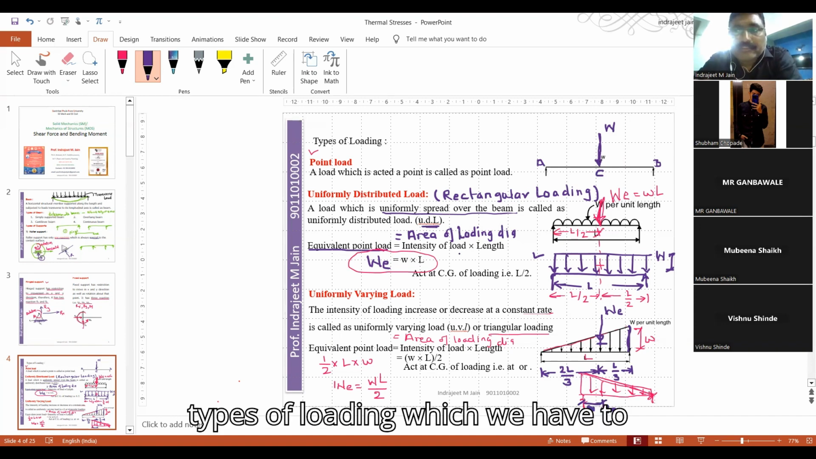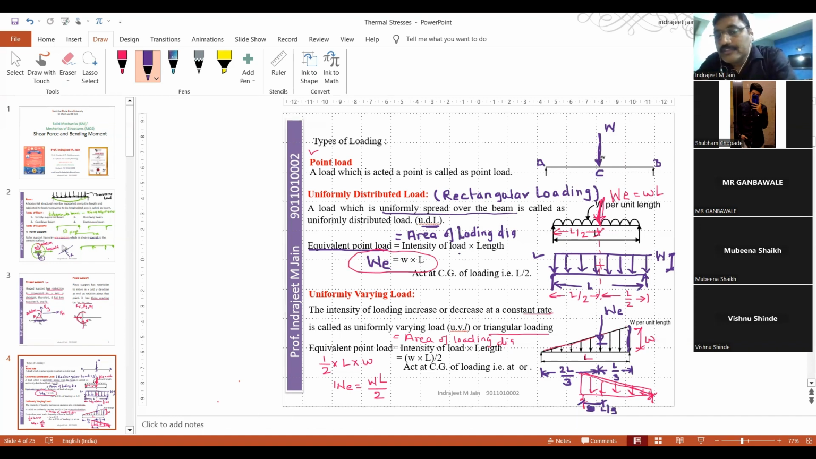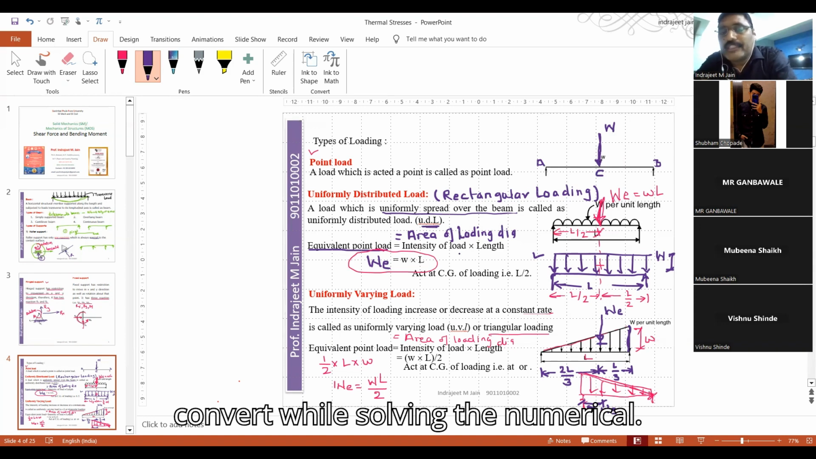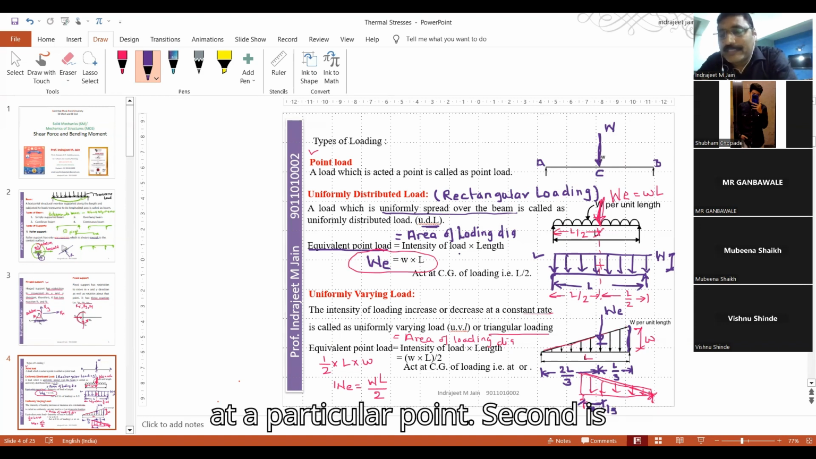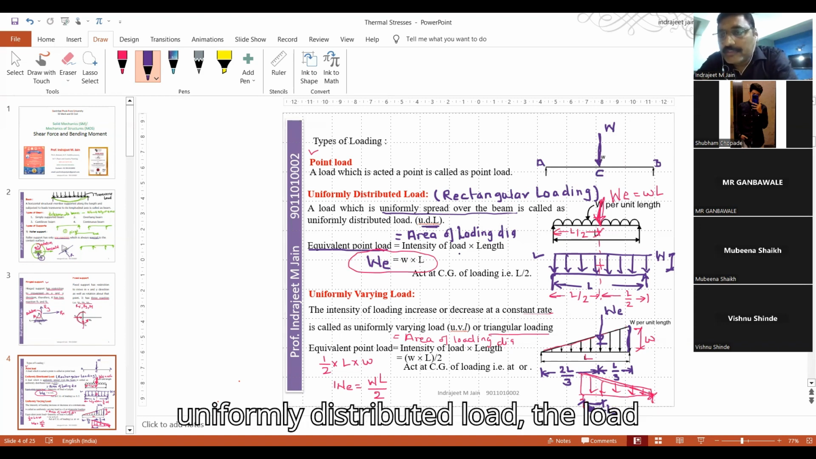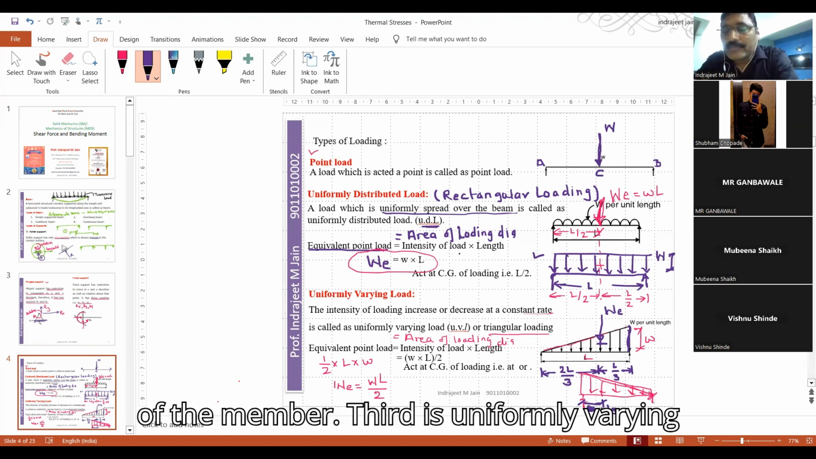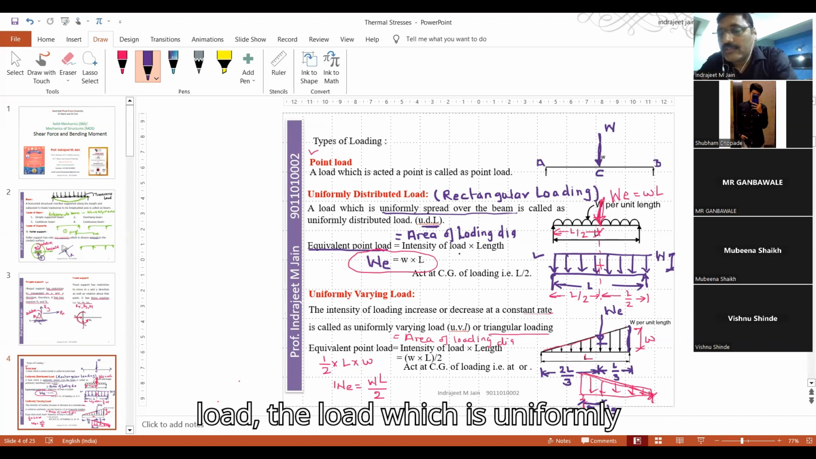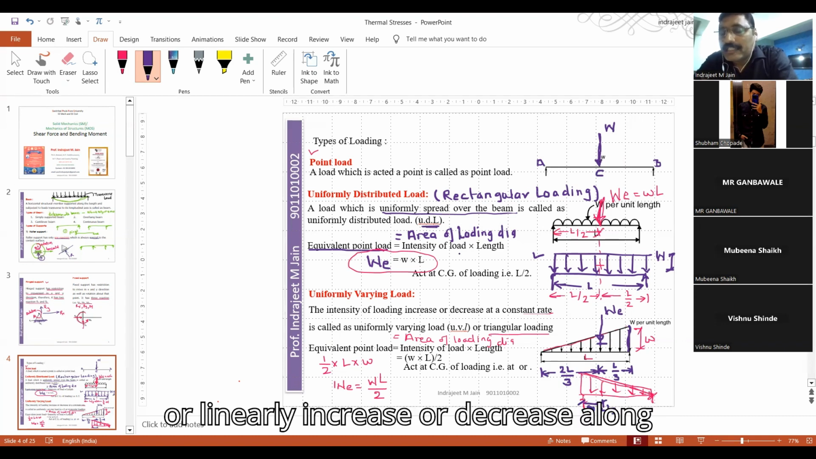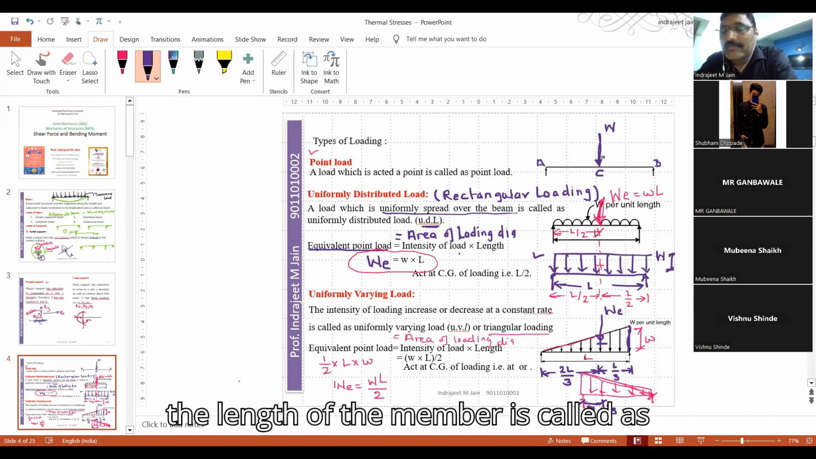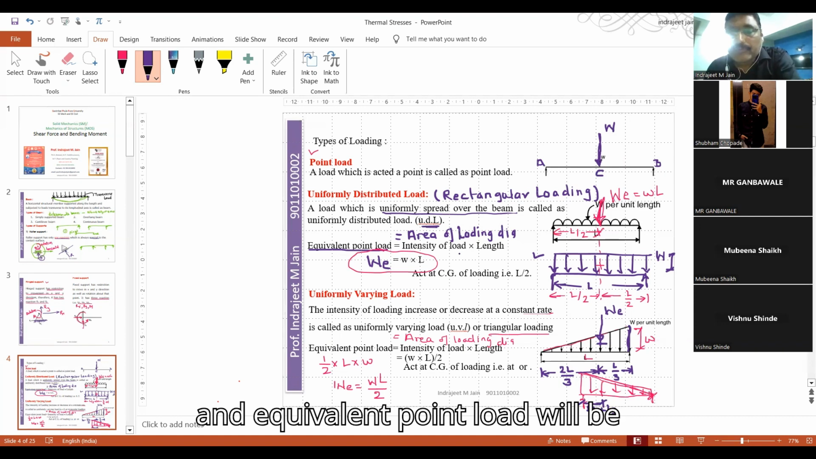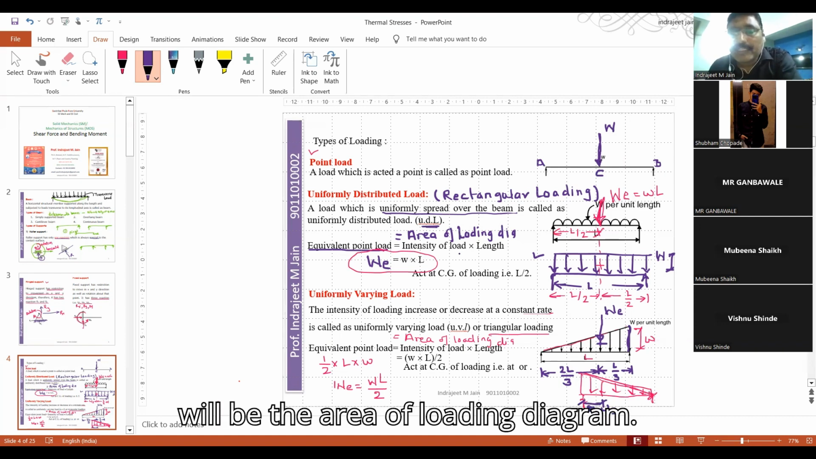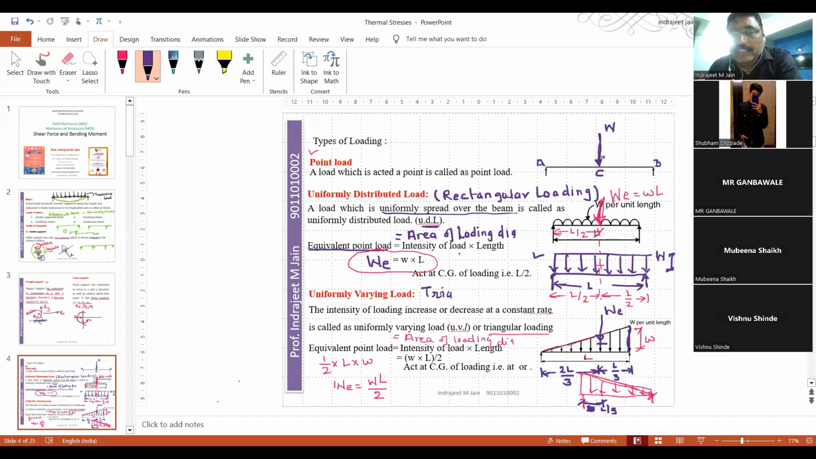These are the various types of loading which we have to convert while solving the numerical. So there are three types of load. One is point load, which is acting at a particular point. Second is uniformly distributed load, the load which is uniformly spread over a length of the member. Third is uniformly varying load, the load which uniformly or linearly increases or decreases along the length of the member, called uniformly varying load or triangular load. And equivalent point load will be the area of the loading diagram. Clear?